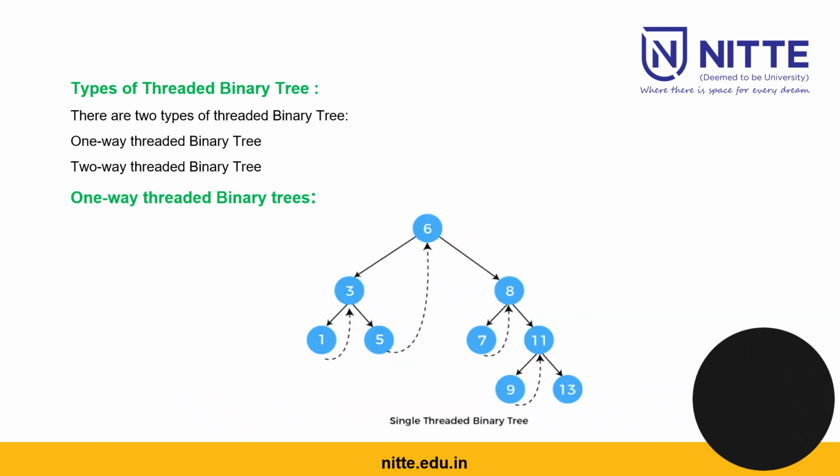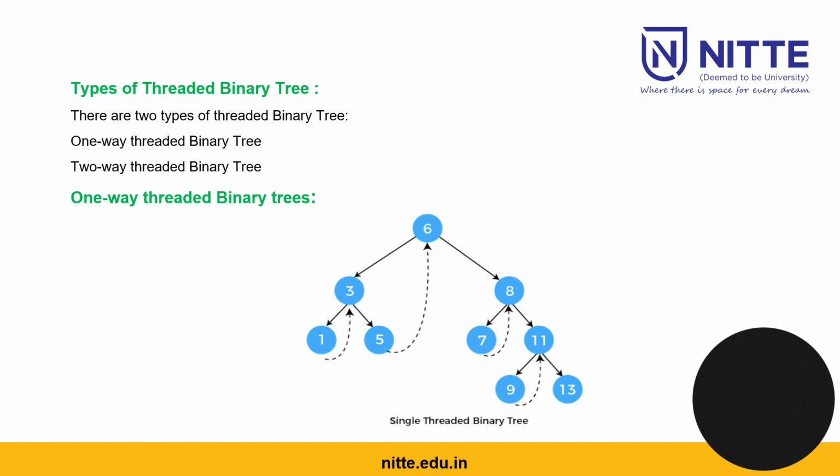Now we will move to the types of threaded binary tree. There are two types of threaded binary tree. One is the one-way threaded binary tree, and another one is the two-way threaded binary tree. Now let us see the one-way threaded binary tree. So here the thread will point to the right side or to its previous or its parent. It will point to its parent.